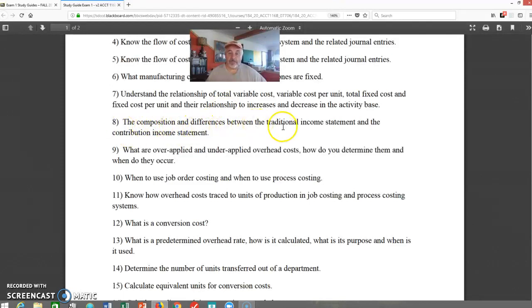Number 8, the composition and differences between the traditional income statement and the contribution income statement. A traditional income statement is sales minus cost of goods sold is gross profit, minus operating expenses equals net income. The contribution income statement says we're going to take sales minus all variable costs, which gives us contribution margin, minus all fixed costs, which gives us NOI. The difference is the contribution income statement is used internally by managers, and what we're doing is separating the costs, the ones we can easily control versus those that we cannot easily control. In a traditional statement, we're just looking at sales minus all of the costs related to selling the product, which gives us gross margin, and that gross profit goes to covering operating expenses.